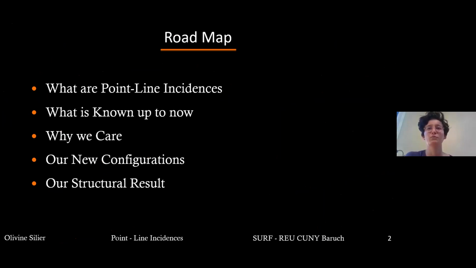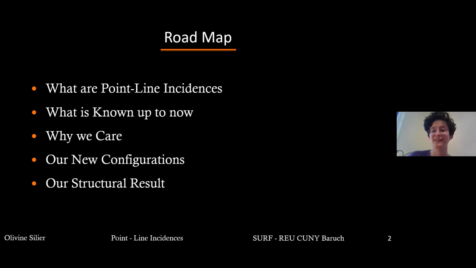Just a brief roadmap to show you the adventure that we're going to be following today. I'm first going to give you an introduction on point line incidences, what they are and what is known up to now. And then we're going to talk about why we care about these things. And then we're going to segue into our last summer's results, with first a family of configurations that we found that have these interesting properties we seek, and the structural result that is very interesting.